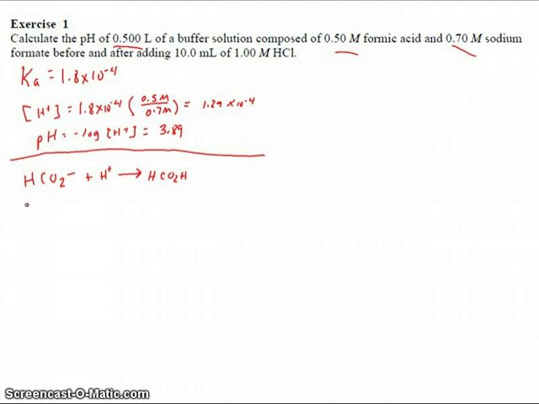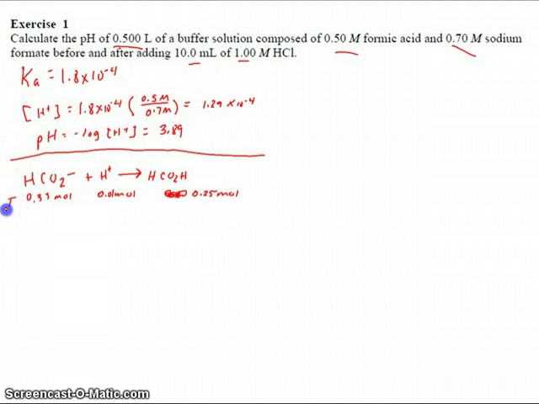Half a liter of 0.7 molar formate means that I have 0.35 moles of this. I'm going to use 10 milliliters of 1 molar, so that is 0.01 moles. And my formic acid started out at half of 0.5, so 0.25 moles.